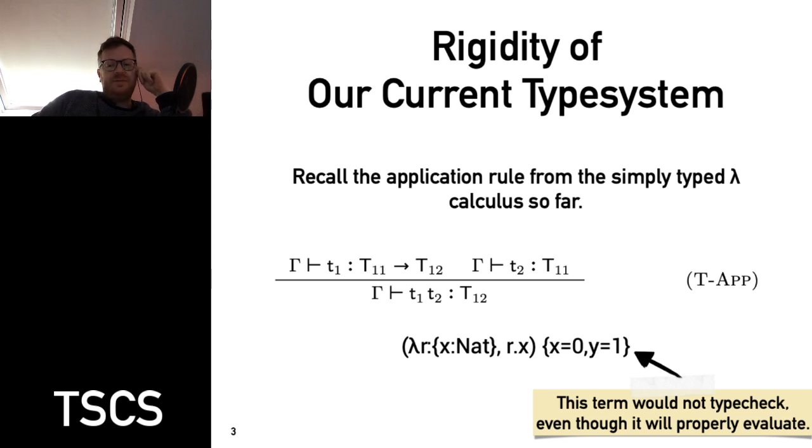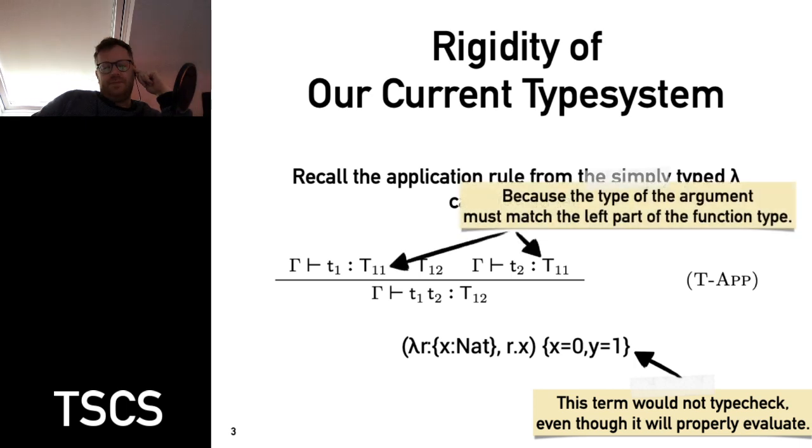And this means the types don't match, so you cannot apply this function to this record, even though it would technically work. And this is a bit disappointing. I would like to change this today. Yeah, and this is the reason again, because the type of the argument must match the left part of the function type. And if this is not matching, then of course this wouldn't work at this point.